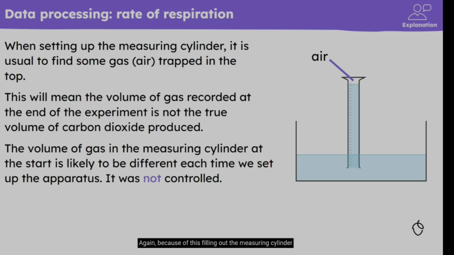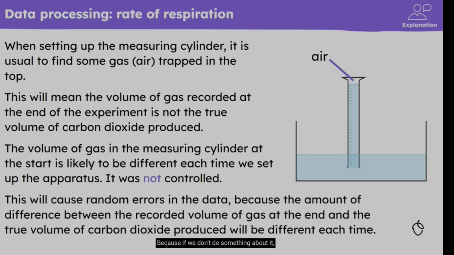Again, because of this filling up the measuring cylinder and flipping it over, which is going to have a little bit of water escaping, or it's very easy not to fill up the measuring cylinder the whole way, you've got that air pocket. Not a variable that's controlled, so what do we do about it then? Because if we don't do something about it, this will cause random errors in the data because the amount of difference between the recorded volume of gas at the end and the true volume of carbon dioxide produced will be different each time.